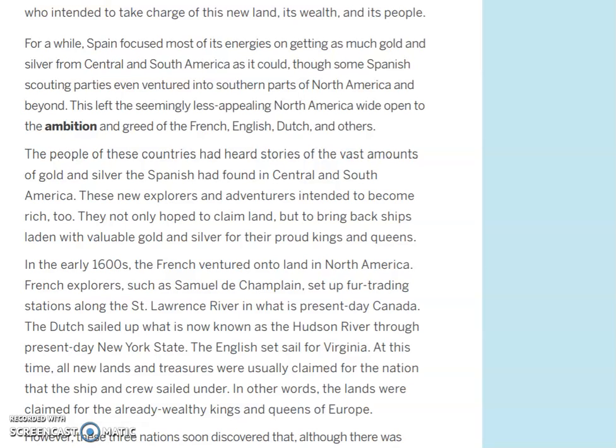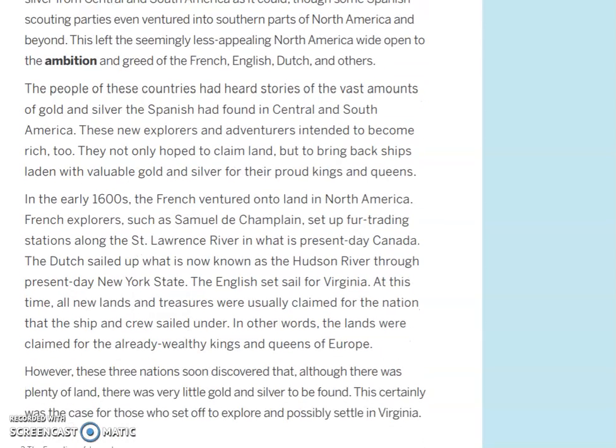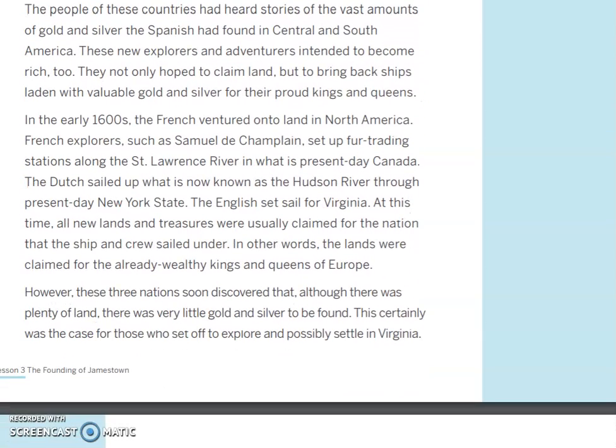French explorers, such as Samuel de Champlain, set up fur trading stations along the St. Lawrence River in what is present-day Canada. The Dutch sailed up to what is now known as the Hudson River through the present-day state of New York. The English set sail for Virginia. At this time, all new lands and treasures were usually claimed for the nation that the ship and the crew sailed under. In other words, the lands were claimed for the already wealthy kings and queens of Europe.